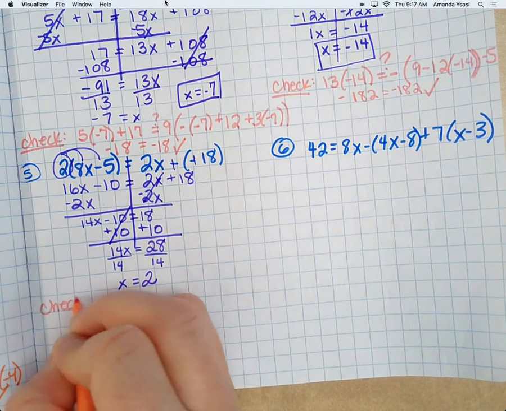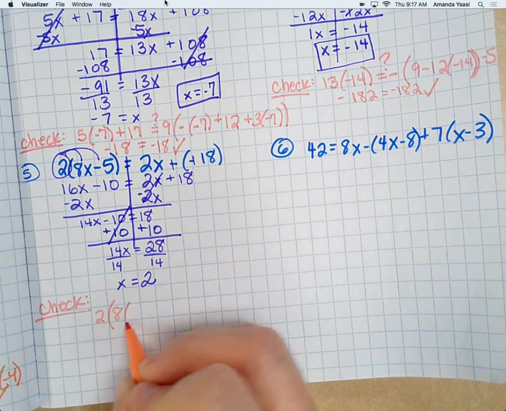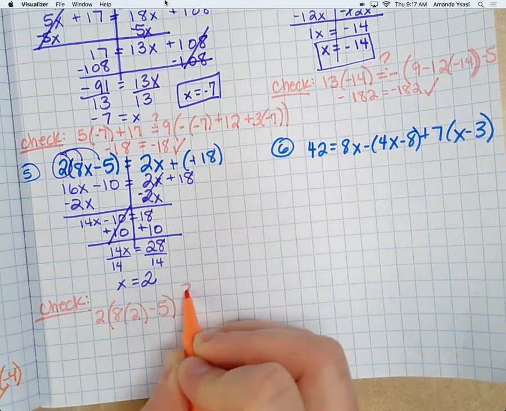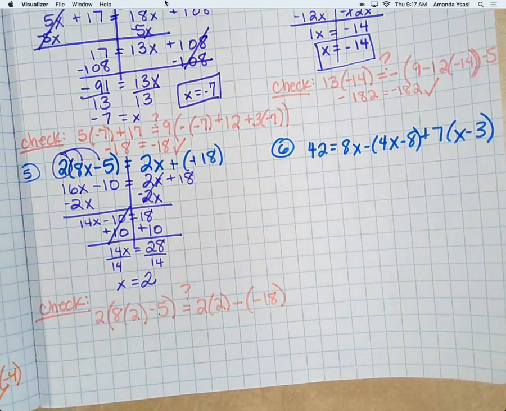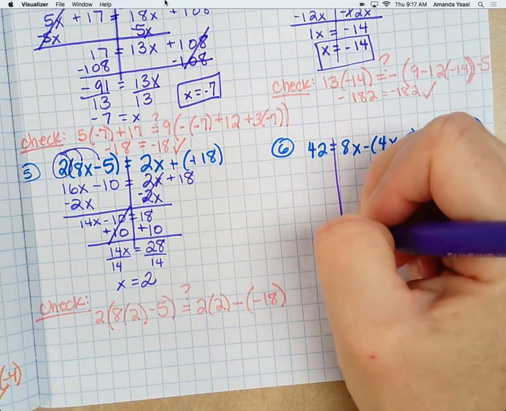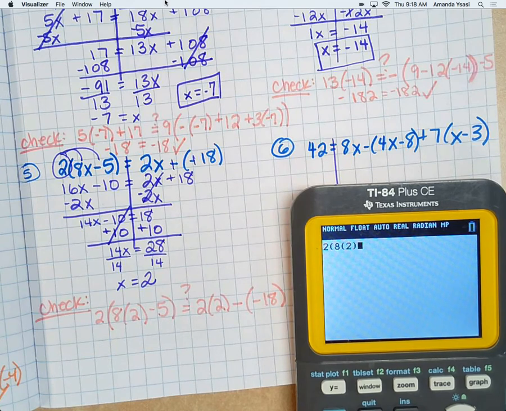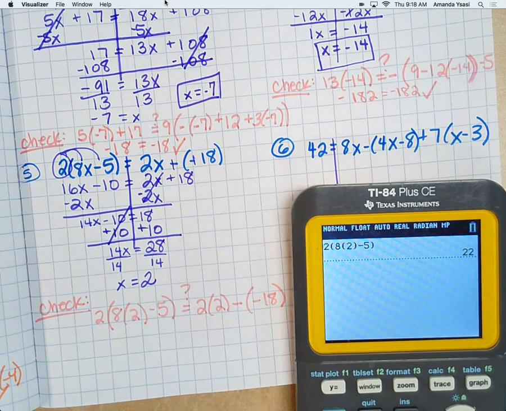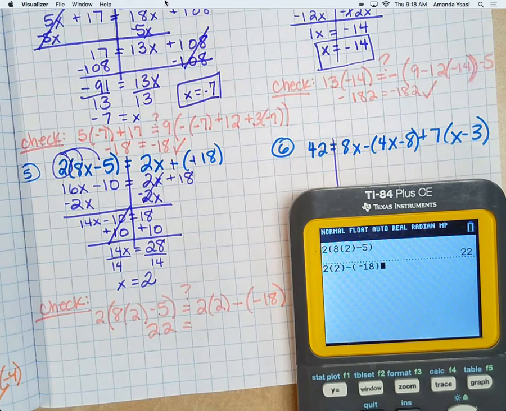So we just want to check it. So we plug in 2 everywhere we see an x. So 2 parentheses 8 times 2 minus 5 equals with a question mark, 2 times 2 minus a negative 18. So you always put it back in the original. So go ahead and put that in the calculator. See if it is equal. Whenever you do that, 2 parentheses 8 times 2 minus 5, close parentheses, 22. And then 2 parentheses times 2 minus parentheses negative 18. Also equals 22.